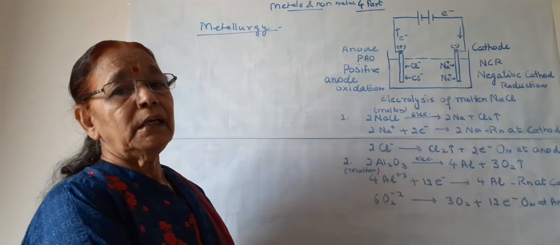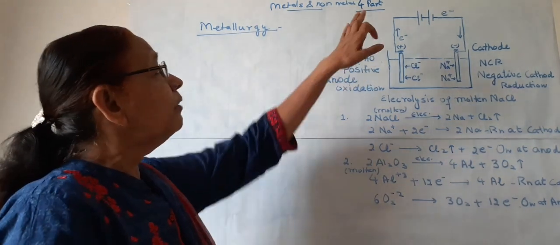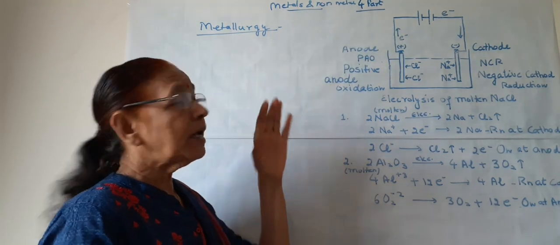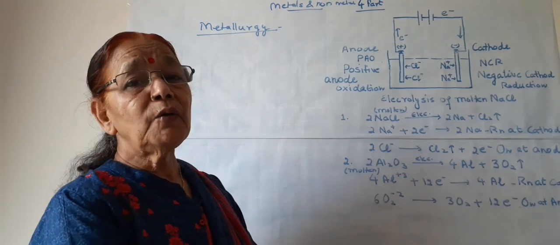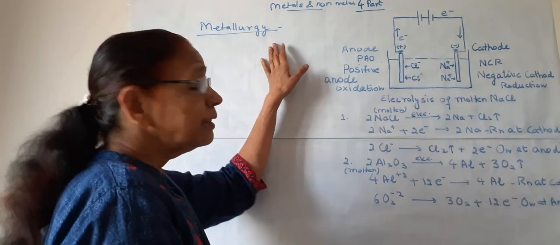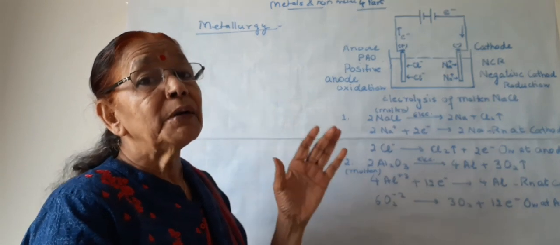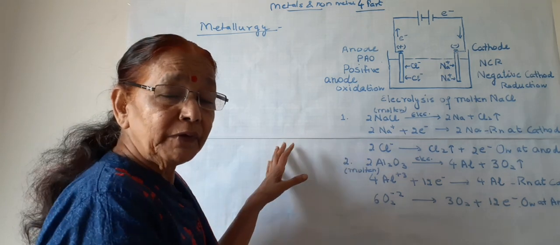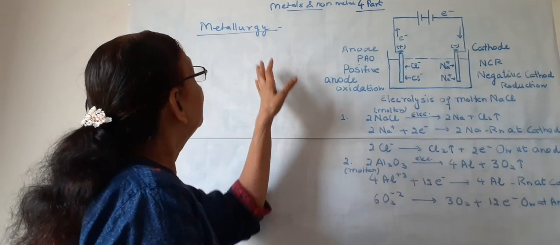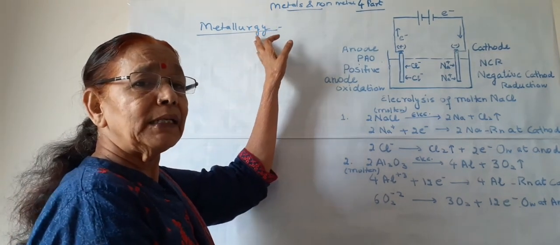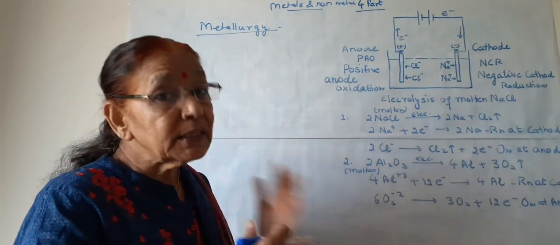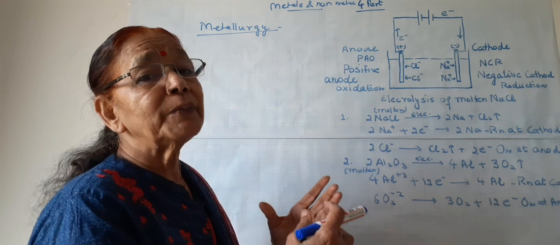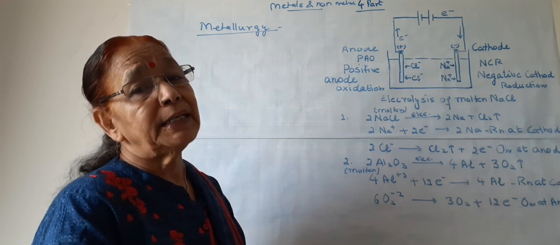Hello students, today we are starting the fourth part from metals and non-metals. Today we will start with metallurgy. Now what is metallurgy? Metallurgy is extraction of metals from their ores. Now what is this ore? We will learn after a while, but first the definition of metallurgy. Metallurgy is a process of extraction of metals from their ores which are found in nature.